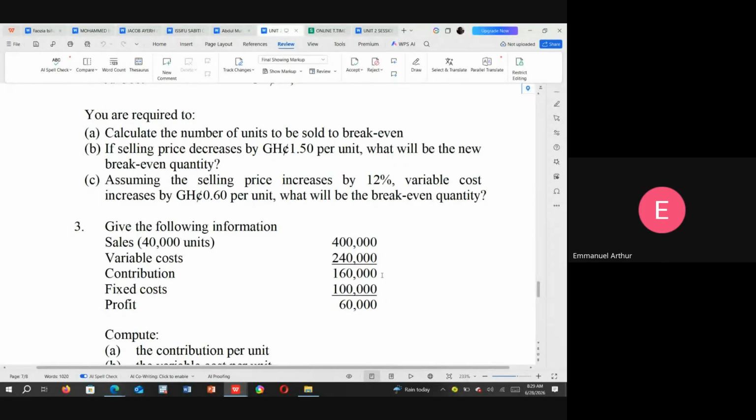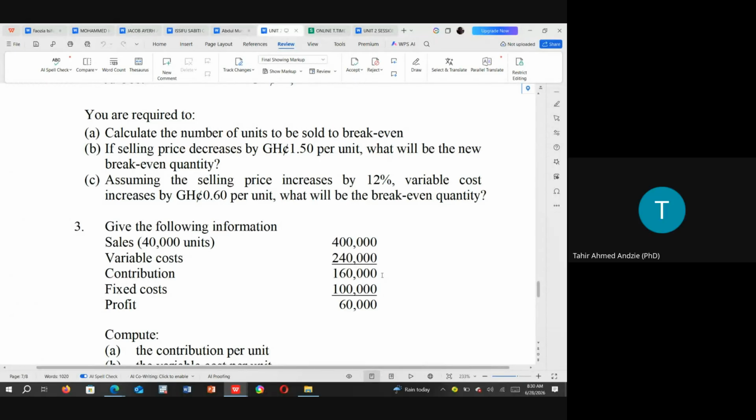Also, if you add the 160,000 to 60,000, you are going to get 220,000, the same amount. If you add a profit of 60,000 to 160,000, that's contribution. It will give you the same value, 220,000. Profit 60,000 and then contribution 160,000, it will give you the same value.